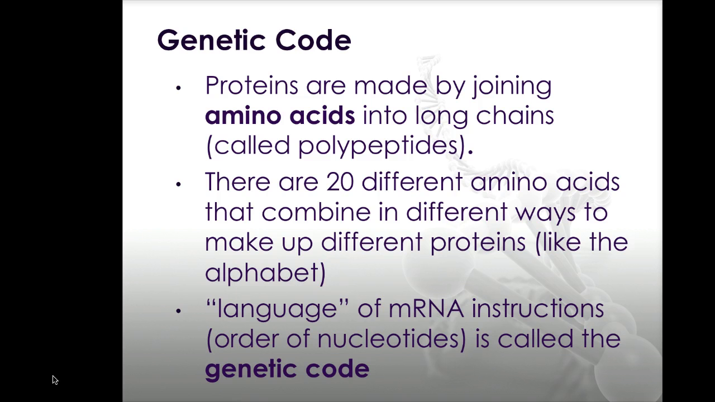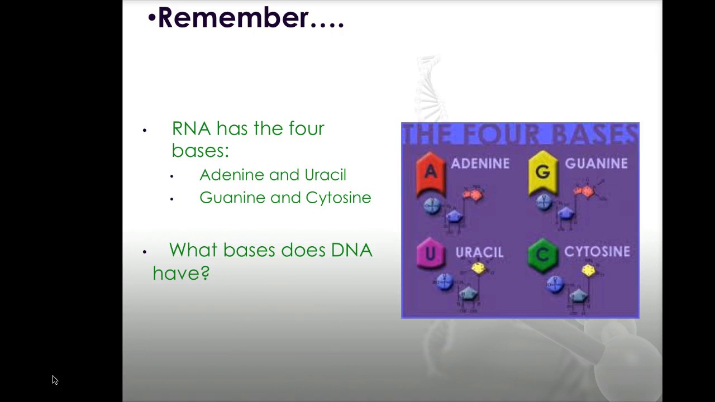So we talk about the English language and the English alphabet. The language of mRNA instructions is called the genetic code, okay? That is what is in your genes right now. It makes a copy onto the mRNA, and the mRNA is the genetic code, okay? Remember, RNA has 4 different bases. It has guanine and cytosine, just like DNA did. It also has adenine, but RNA does not have the thymine nitrogen base. Instead, it has uracil, okay? So you need to make sure that you remember that.